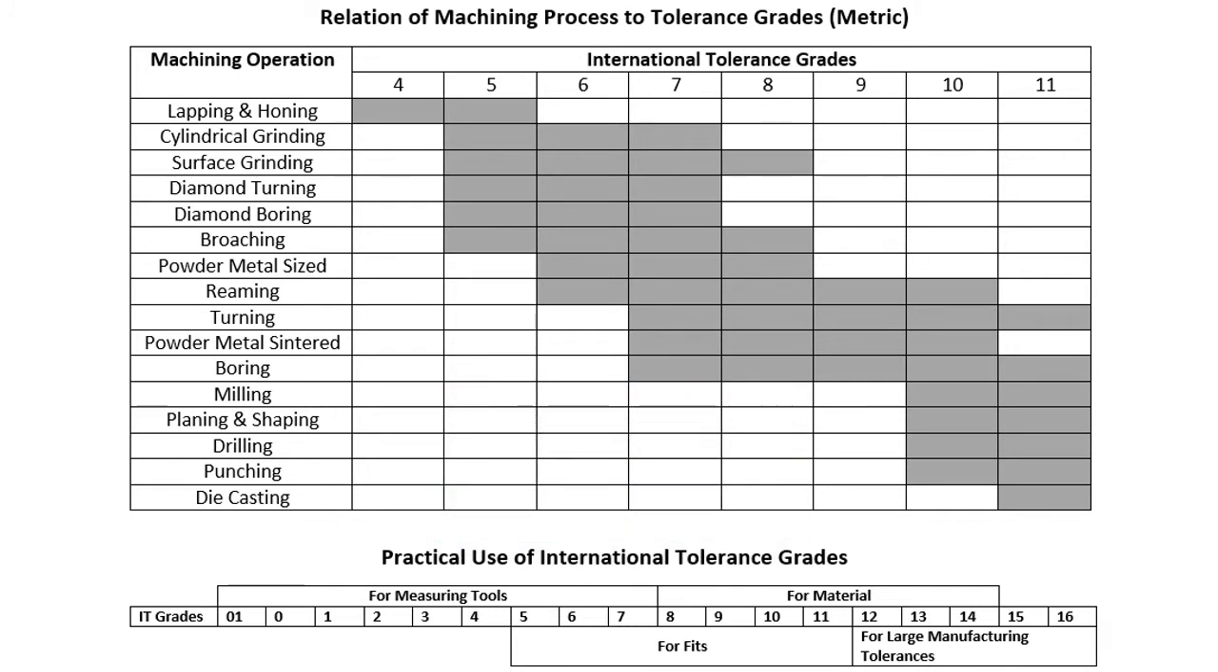When using the charts, always keep in mind that the larger the tolerance, the cheaper the part is to produce. And the chart is for reference purposes only. Your company may have developed processes capable of holding tighter tolerances.